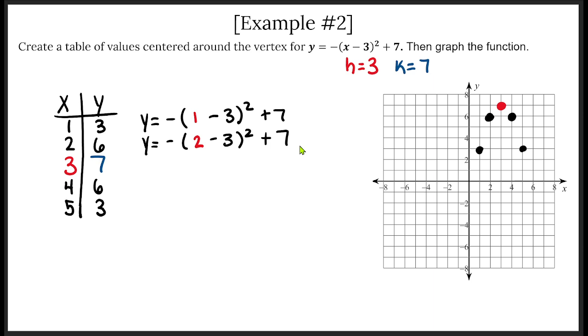Putting those dots on the graph. The red dot is the vertex right there. My favorite way to draw these is this one's upside down. So we're going to make an upside down smiley face. Nice and curved like that. And then extend your curve through the eyeballs as far as you can.